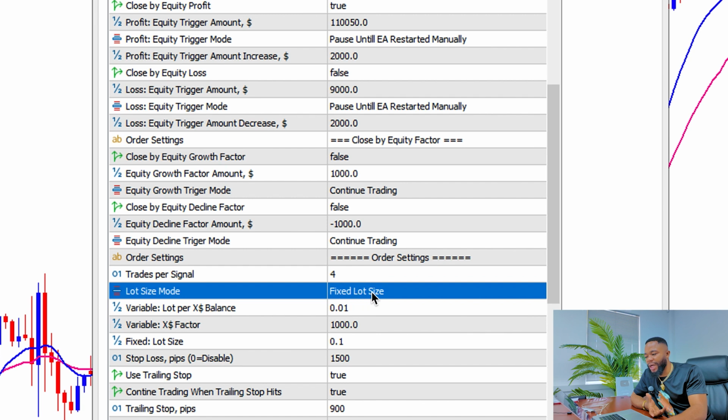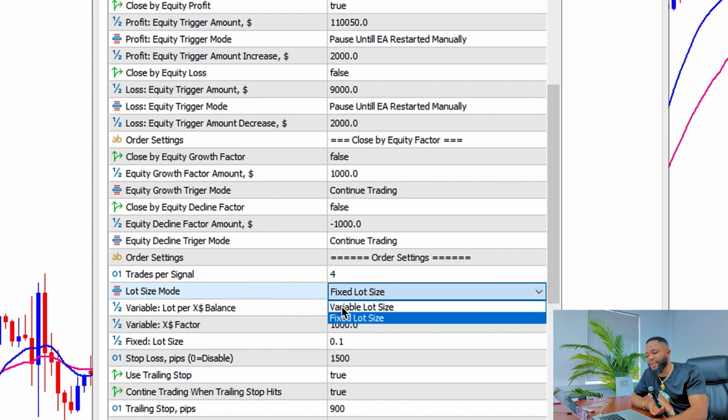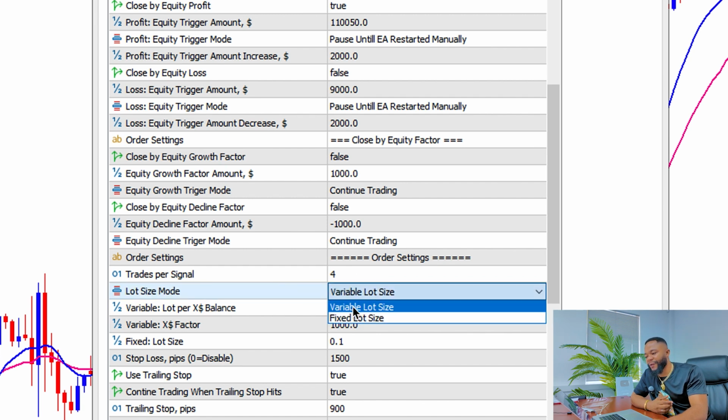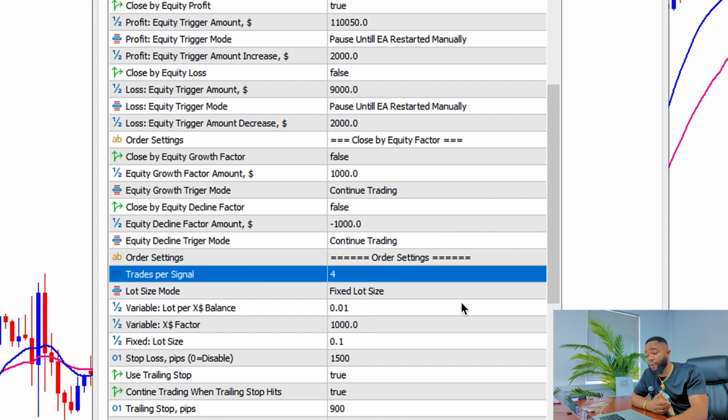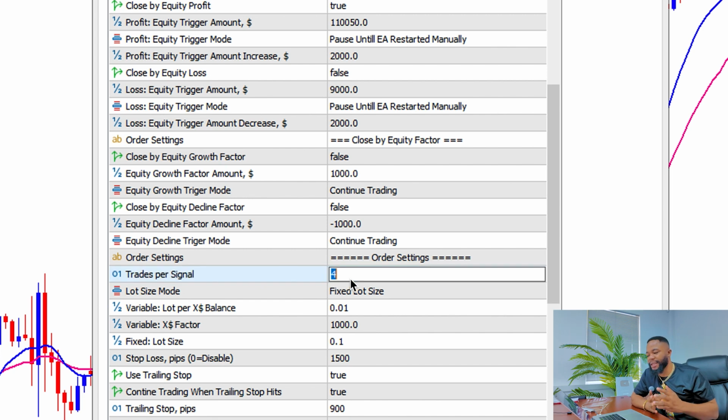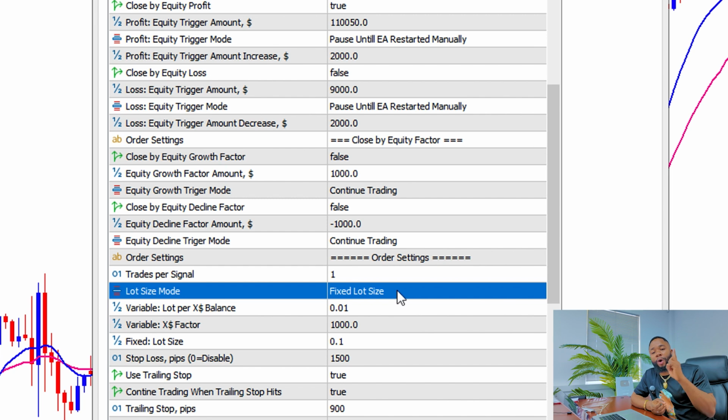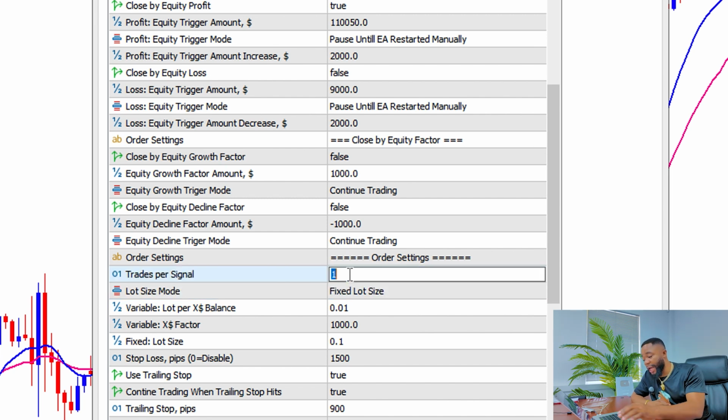For lot size mode, you can switch this from fixed lot size to variable lot size. Let's start with fixed lot size. Before you go to fixed lot size, you can see what we call trade per signal. Meaning, anytime the robot has a signal, if you put 4, the robot is going to be opening 4 trades at once. In most cases, you can just start with 1 trade per signal. Anytime the robot has a signal, it will only open 1 trade. You can control that. If you put even 200 trades per signal, anytime the robot has a signal, it is going to be pumping in 200 trades at the same time. So in most cases, just leave it on 1 or 2 trades per signal.